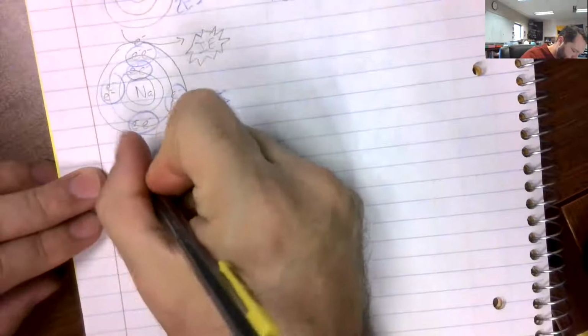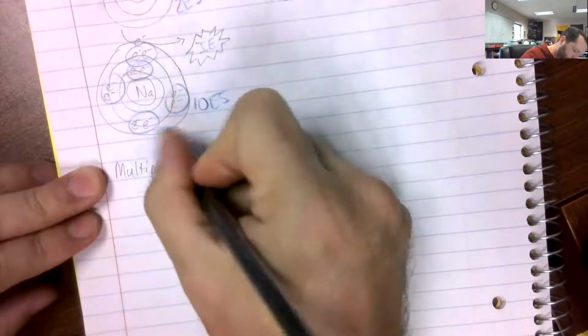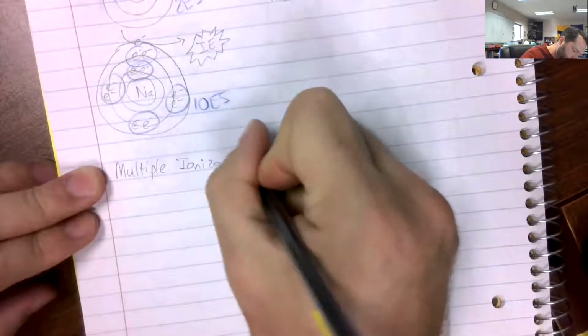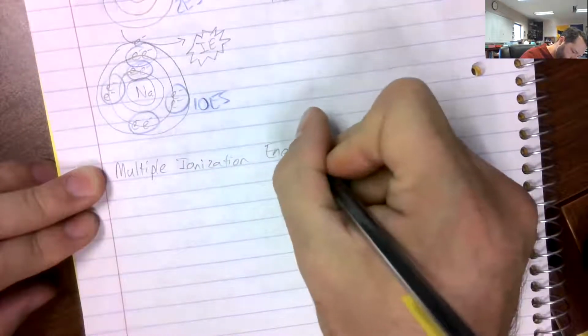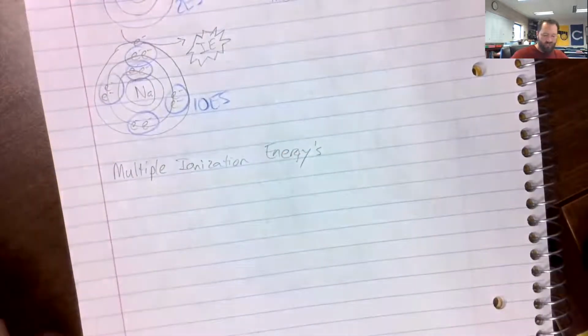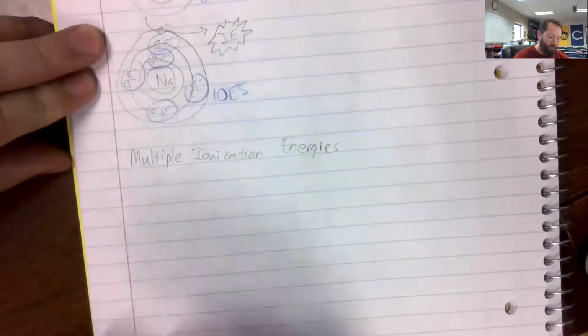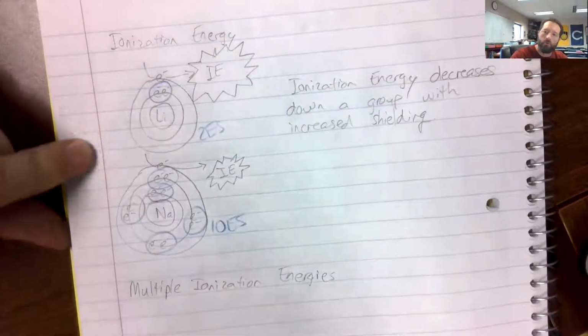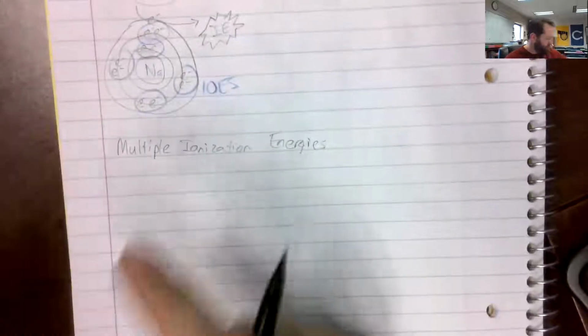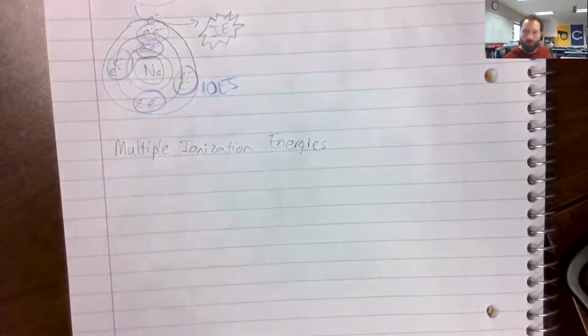All right, something we haven't talked too much about, and I love talking about it. So here we go. Multiple ionization energies. All right, so here's the idea. Ionization energy is how much energy to remove 1 electron. But what if we want to remove a second electron? Well, that would be our second ionization energy. How about if you wanted to remove a third electron? That would be your third ionization energy.